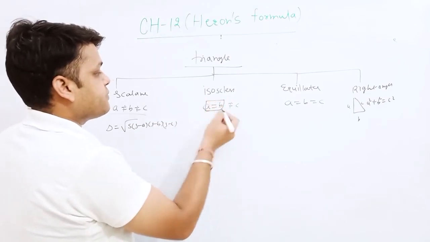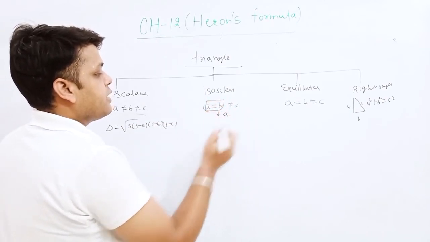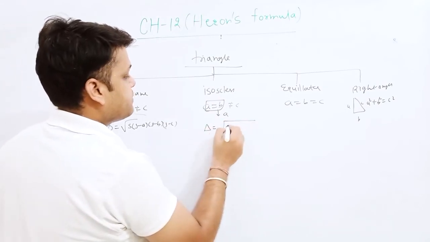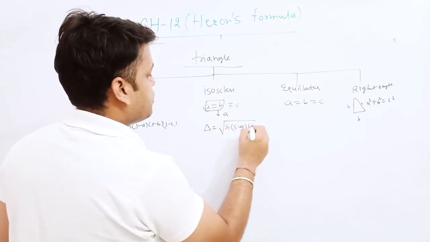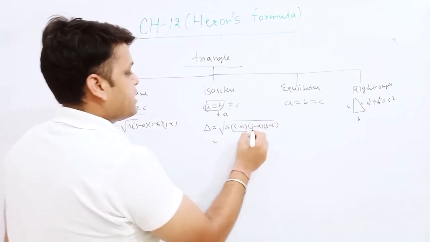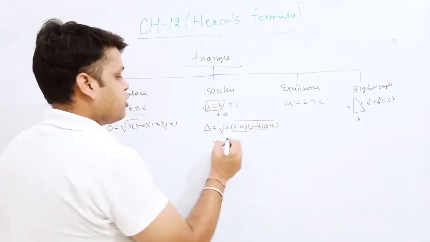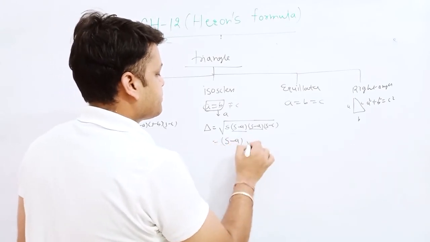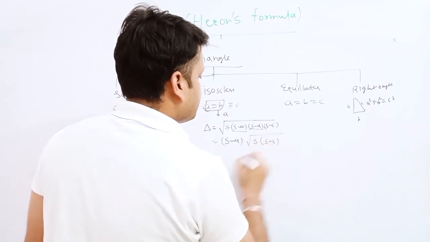You can write a = b. So the area becomes delta is equal to root under s into (s minus a) into (s minus a) into (s minus c). (s minus a) into (s minus a) becomes (s minus a) whole square, which is (s minus a), and root under s into (s minus c).